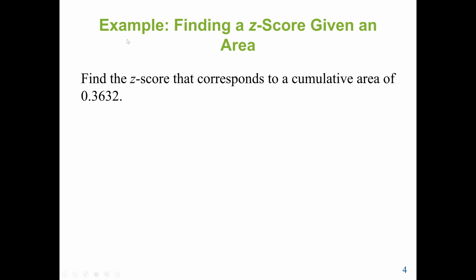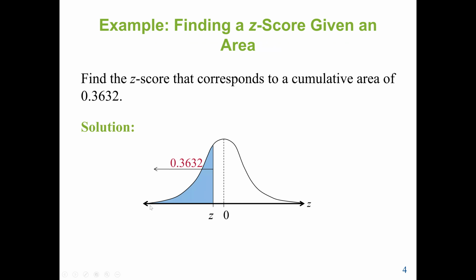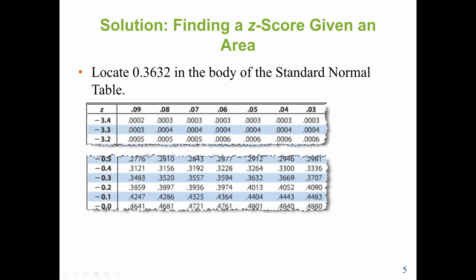So let's see an example here. This example says we should find a z-score given an area. An area will be the probability. So find a z-score that corresponds to a cumulative area of 0.3632. Now to do this, I don't need the mean, we don't need the standard deviation. We just use the standard normal table in our textbook. So we came up with a sketch again. This time we know the area. We are looking for the z value. So we can go to our table.